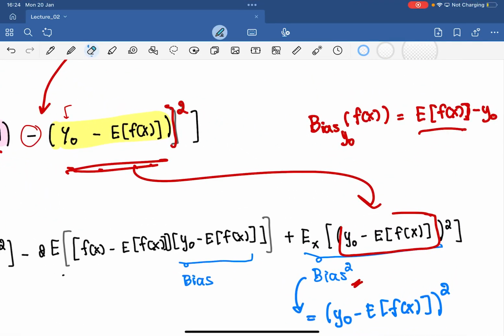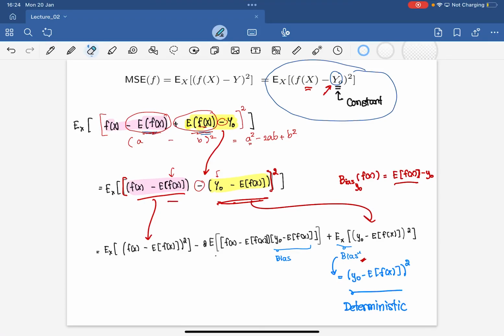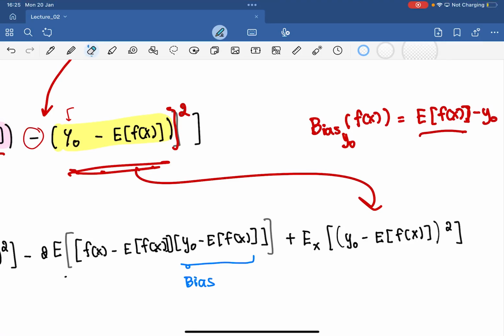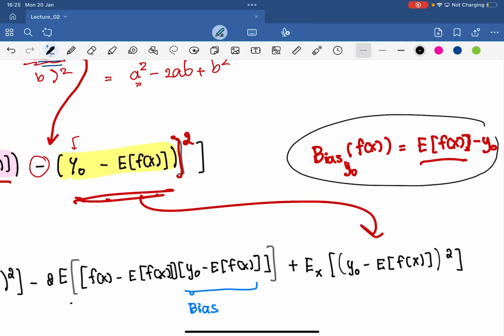Okay, I actually put audited note because I taught it before, but please bear with me. When you have all this term layout, as we know, when you have bias, the bias formulation is equal to expectation of fx minus y0. And this one you have y0 minus expectation of fx. So inside this square, it is a bias. So you have the expectation of bias square.